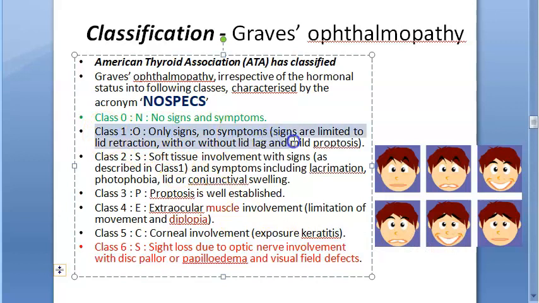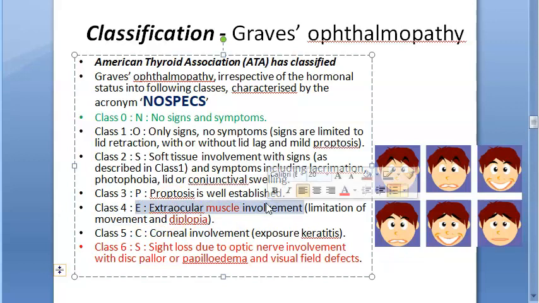Then class 1 only signs, no symptoms. That means the patient is fine, but you are seeing signs. Class 2 is soft tissue involvement with signs. So S. Then P, proptosis. Proptosis, again here it is more like a sign, right? Proptosis is well established. Patient may complain of same though. Class 4 is extraocular muscles are involved. So when there is limitation of the movement, what will happen? The person can have double vision, diplopia, etc.